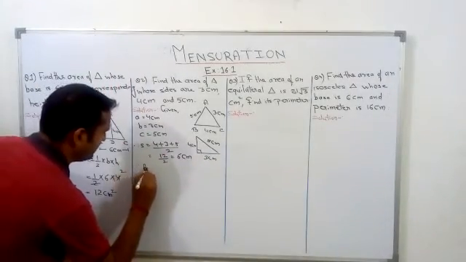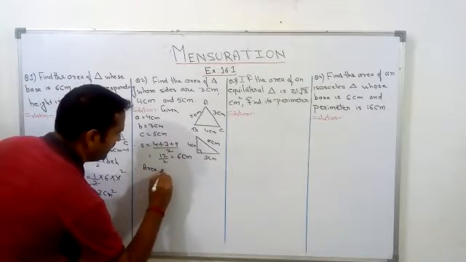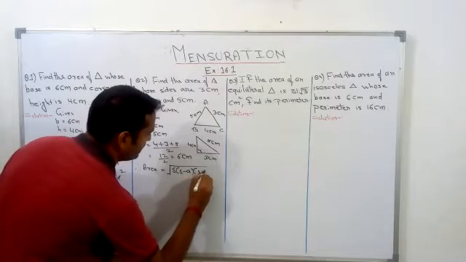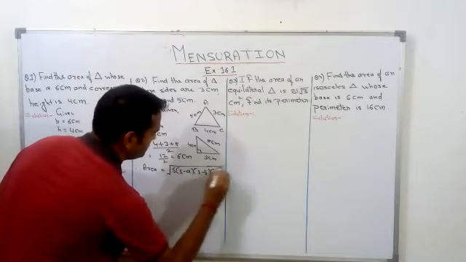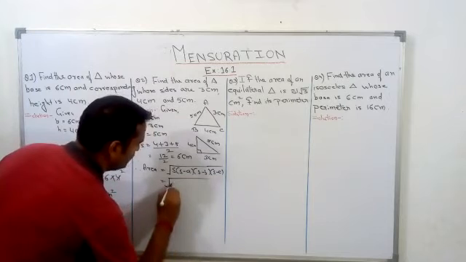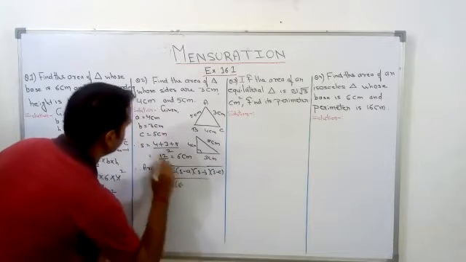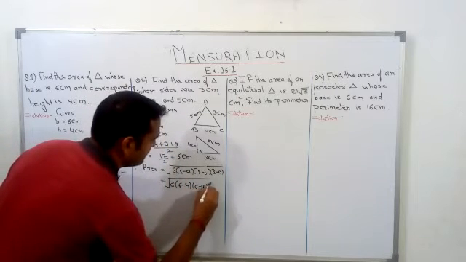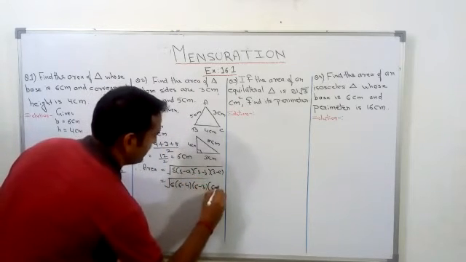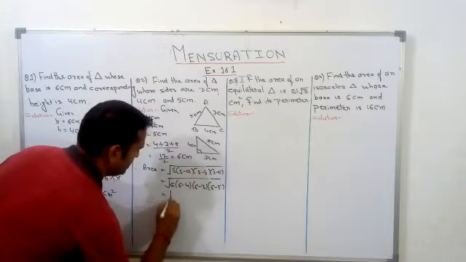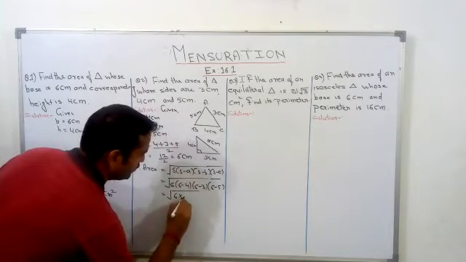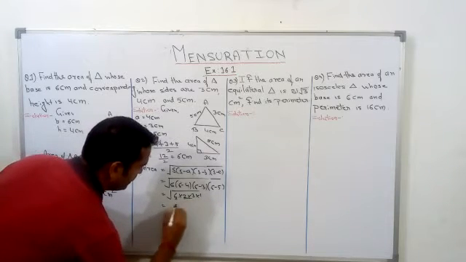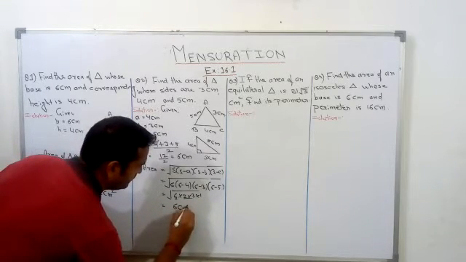Therefore, area equal to square root of S into (S minus A) into (S minus B) into (S minus C). Now put these values: 6 minus 4, 6 minus 3, 6 minus 5. Square root of 6 into 2 into 3 into 1. So therefore answer will be 6 cm square.